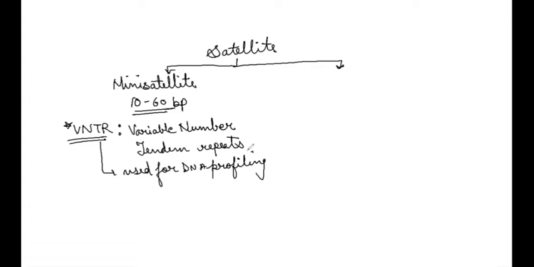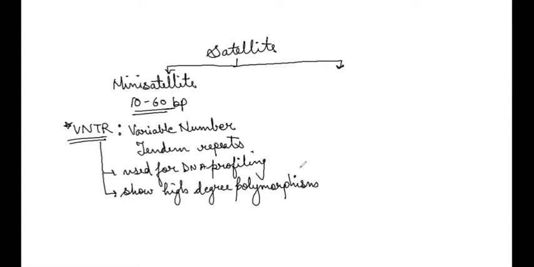VNTRs show high degree polymorphism, which means they are different in different humans. They can never be the same in two individuals except monozygotic twins, the twins which are formed from the same zygote.